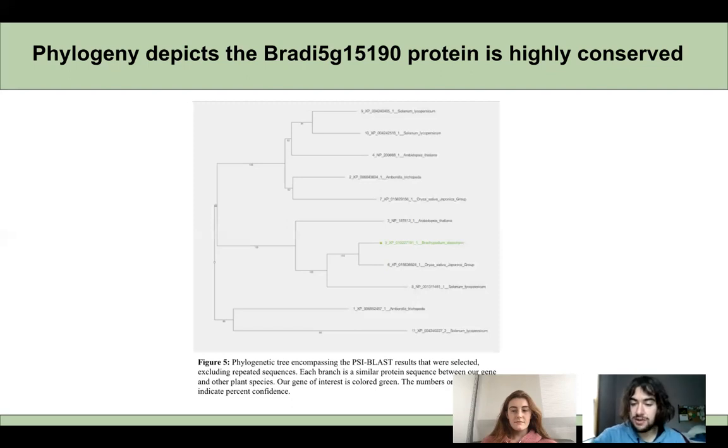In our literature search, we also looked at the closely related Eskimo-1 gene, which shares the same protein domains as Brady5G15190. In a study, it was found that mutations in Eskimo-1 resulted in significant reductions of xylan acetylation and stem mechanical strength. It was also found that Eskimo-1 mutants had collapsed xylem vessels and acted as a negative regulator of cold acclimation. Therefore, it can be concluded that Eskimo-1 plays a role in these functions, and it can be inferred that our protein has similar functions because of the shared domains.